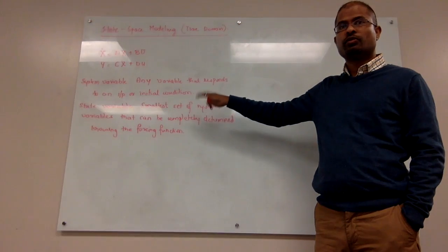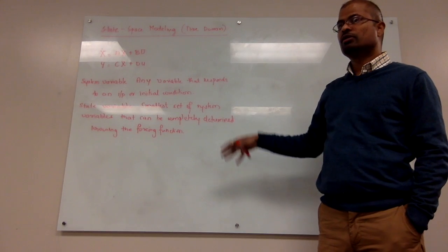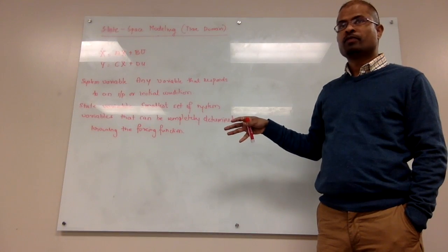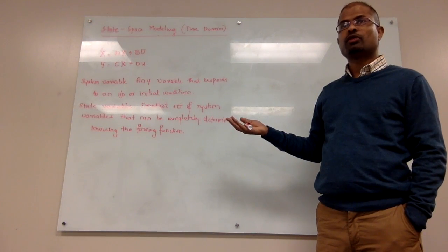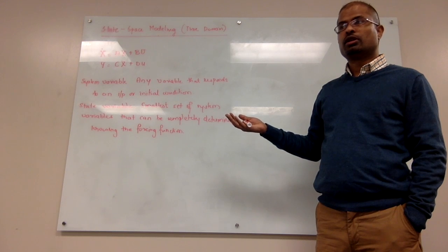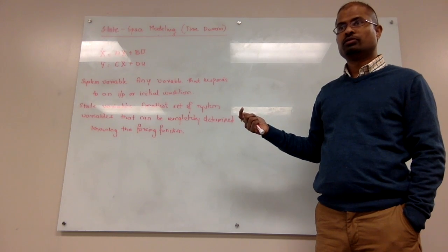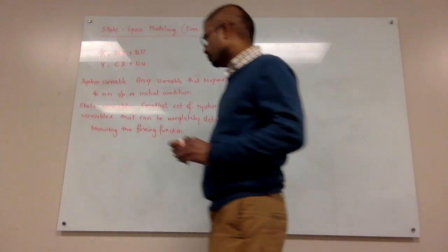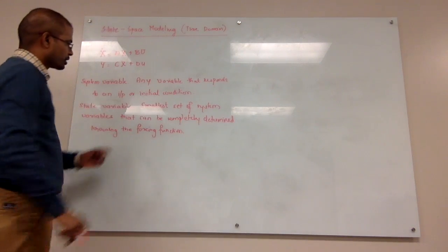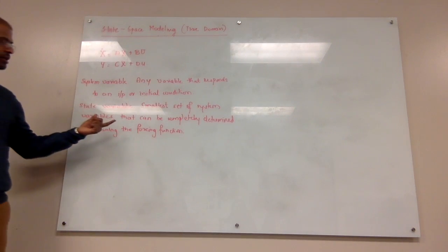Got it? So when we develop for this particular subject, automatic controls, we develop the dynamic model. We are not so concerned about temperature or fluid flow. Okay. So this is by definition what it says: the smallest set of system variables.